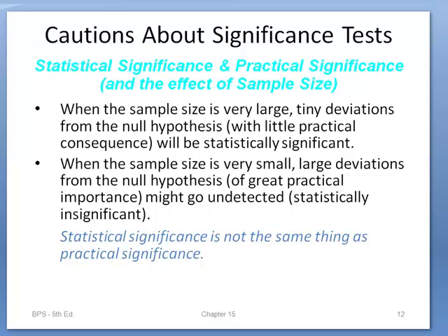Now, there is a difference also between statistical significance and practical significance. When a sample size is very large, tiny deviations from the null with little practical consequences will be statistically significant. When the sample size is very small, large deviations from the null of great practical importance might be undetected. They'll be called statistically insignificant. So statistical significance is not the same thing as practical significance. Let's look at an example as to what we mean by practical significance versus statistical significance.